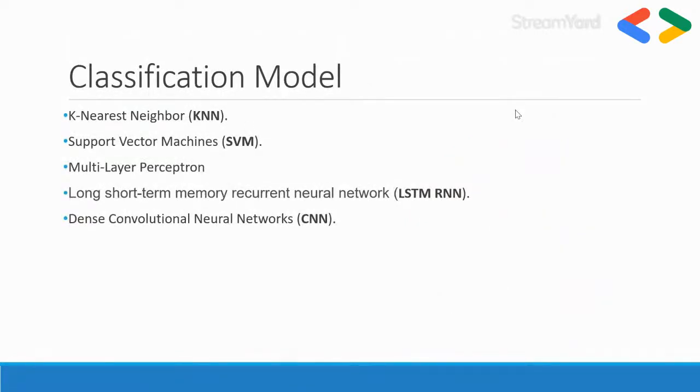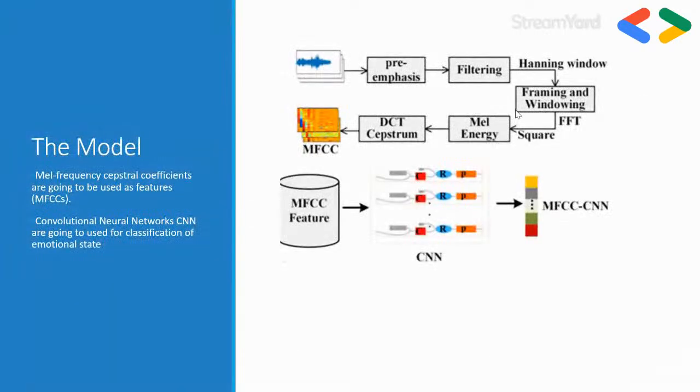The basics of machine learning: we have to use the appropriate model for our problem. We use the CNN, a simple CNN, not a very complicated one.